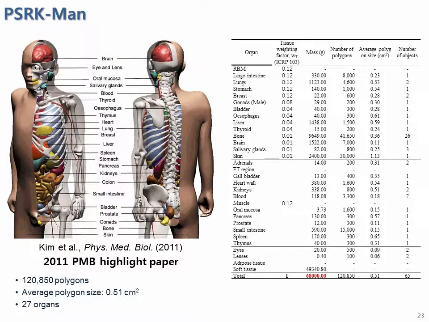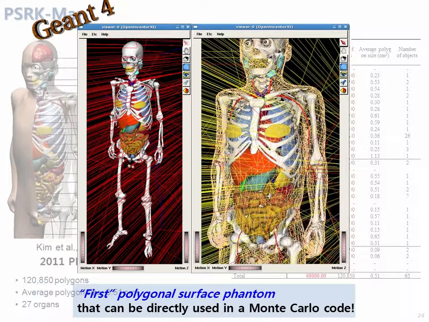This is the completed polygonal mesh surface phantom. In contrast with conventional voxel phantoms, it is possible to represent thin or complex organs like their real structure. Especially, the constructed surface phantom is more meaningful than other surface phantoms in that it can be directly implemented in a Monte Carlo code without use of the conventional voxelization method.